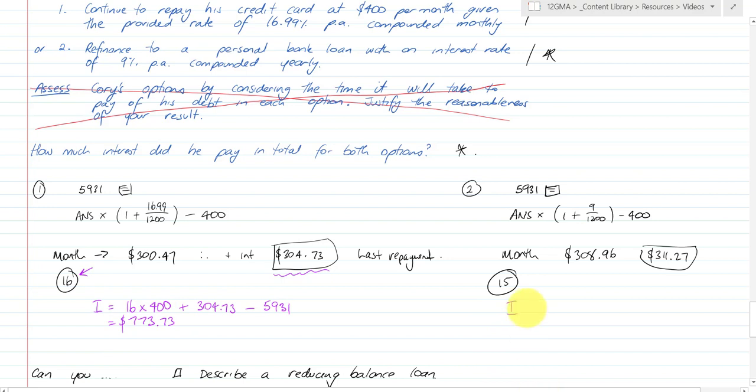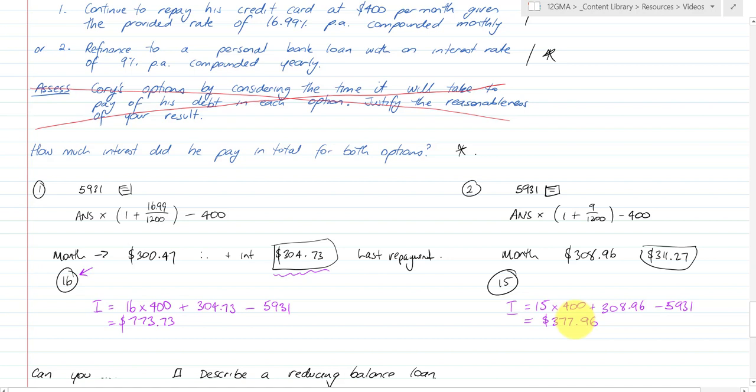And I'll do it for the second one as well. This one should be lower, so it's pretty similar, but there was only 15 months payment. 15 times 400 plus that final payment of 308.96 minus the initial amount 5,931, and that's equal to $377.96.